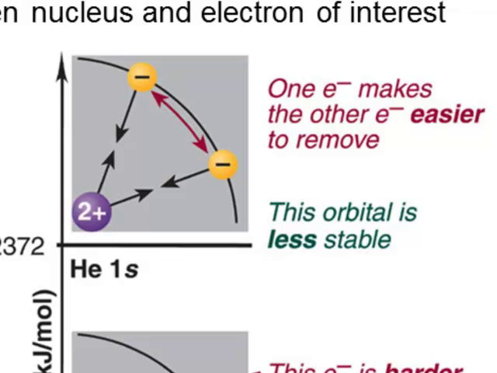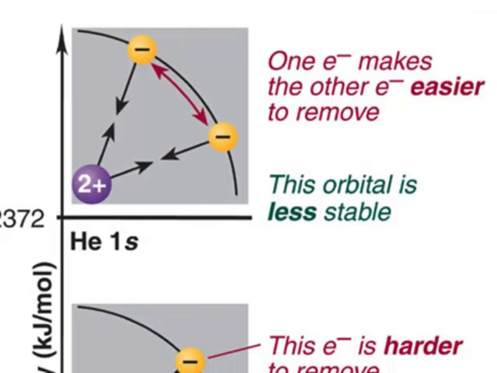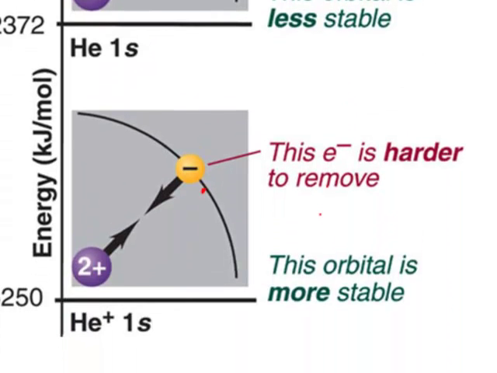Now, if we remove one of those electrons, now all we have left is just that attractive force between the nucleus and the electron. That's it. That's all we have left. So we don't have that repulsive force anymore. So that helps stabilize this ion.